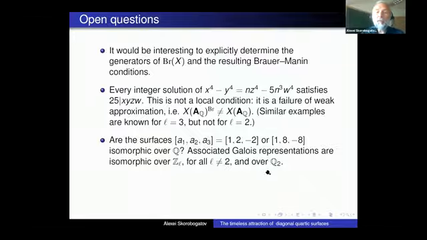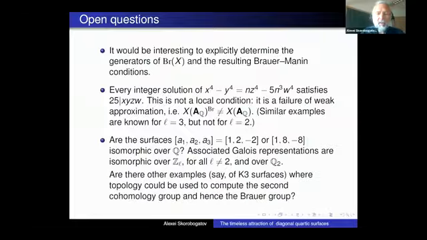Over all p-adic fields, they are isomorphic, but even integrally, when L is not 2. But we don't know what's happening over Z2. So these surfaces are kind of twists of each other. I mean, all of these diagonal surfaces are twists of each other, but those 2, I don't know. Maybe that's a fun question. I mean, if somebody knows some invariant which I can use, please let me know.